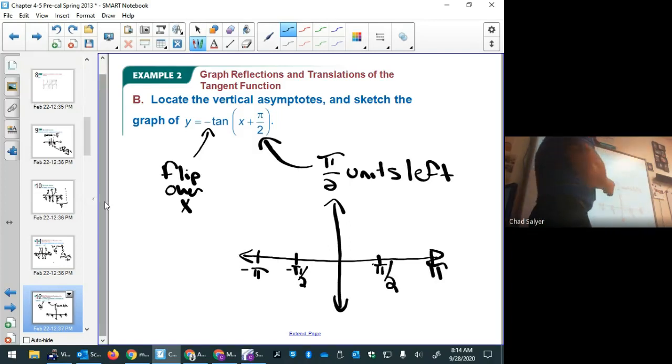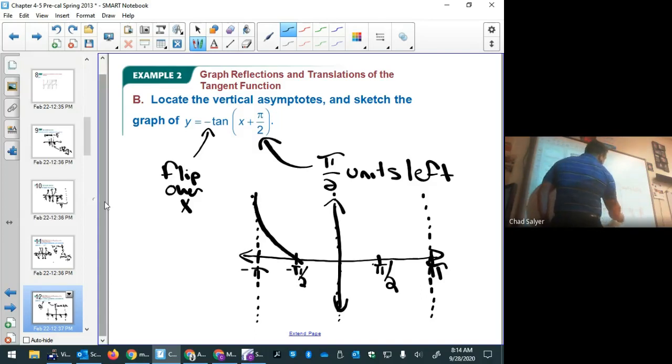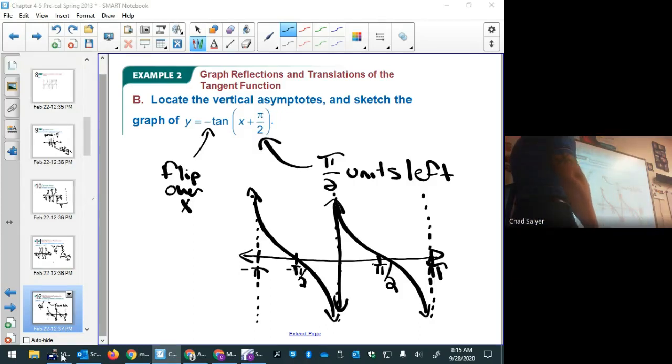So normally, the first asymptote I would graph would be here. But remember, we're shifted pi over 2 units left. So I go that far left and I'm here. Normally, the second one I would graph would be here. That's shifted. And then the one that normally would be off the graph, shifted here. And we're flipped over the x, so we're always going downward. So that one looks like that.